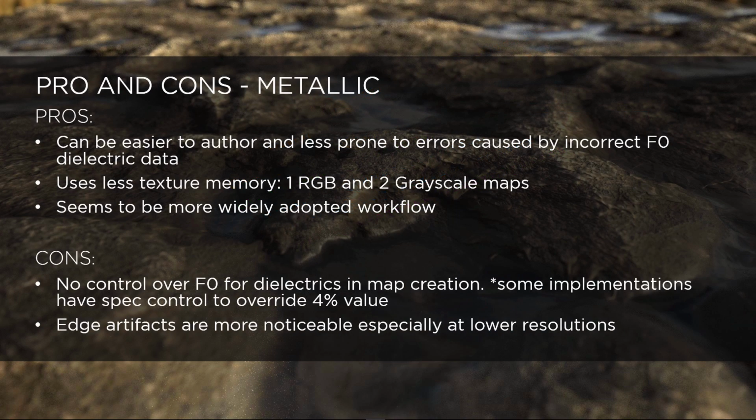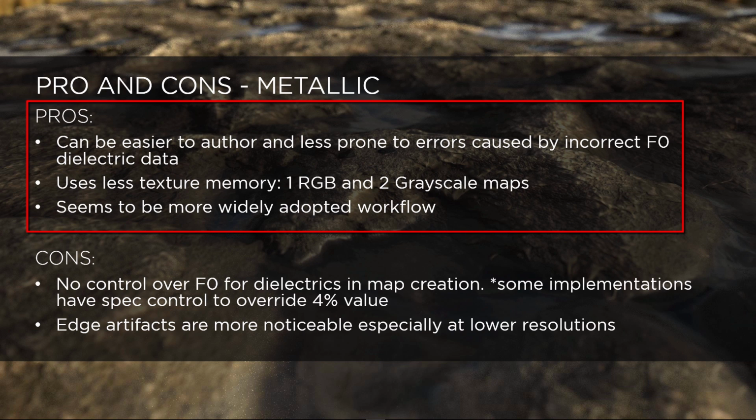So I've mentioned that choosing a workflow can mostly come down to personal preference, and in the case of Unity, you have both options available to you. Let's now discuss some pros and cons to each workflow so you can get the full picture of both workflows. The pros of metallic are, it can be easier to author as you don't have to worry about dielectric F0 values. This also makes it less prone to user error by utilizing incorrect values.